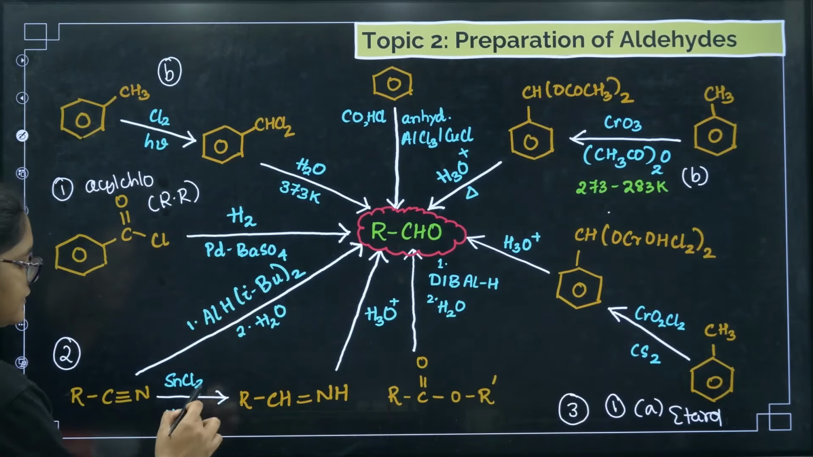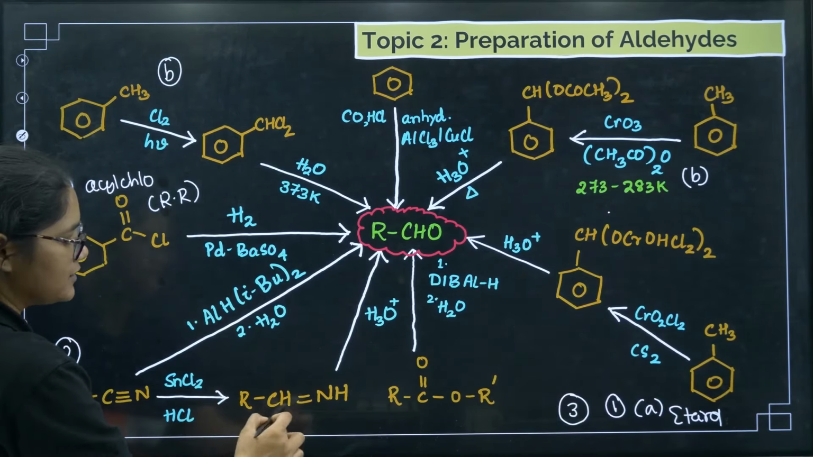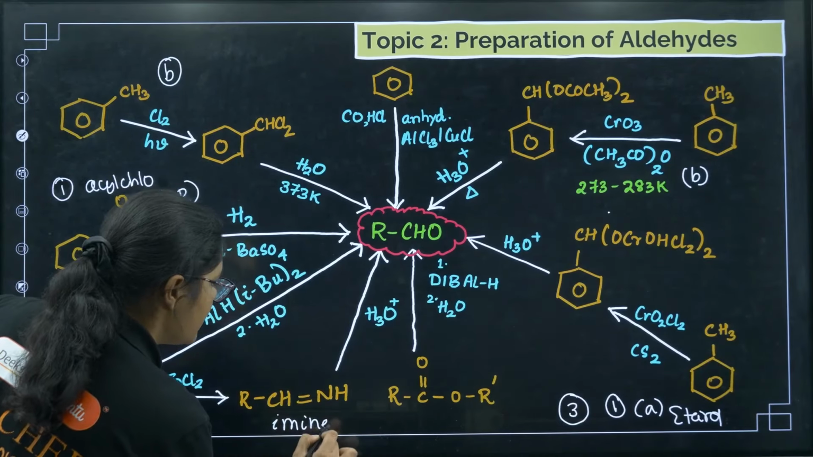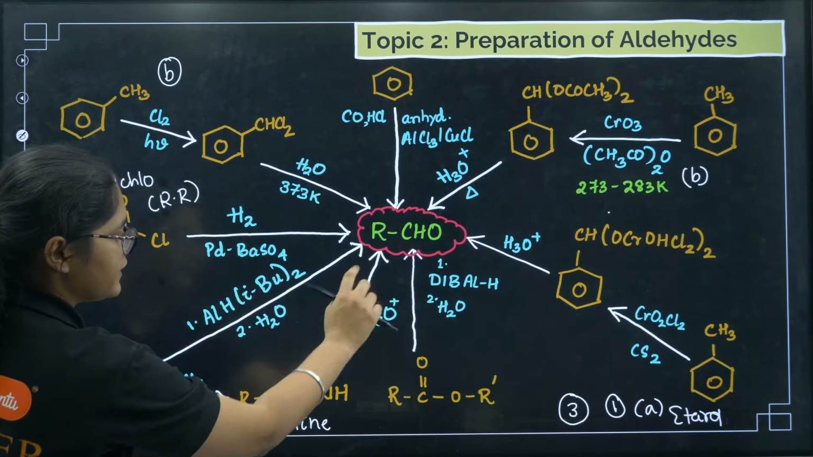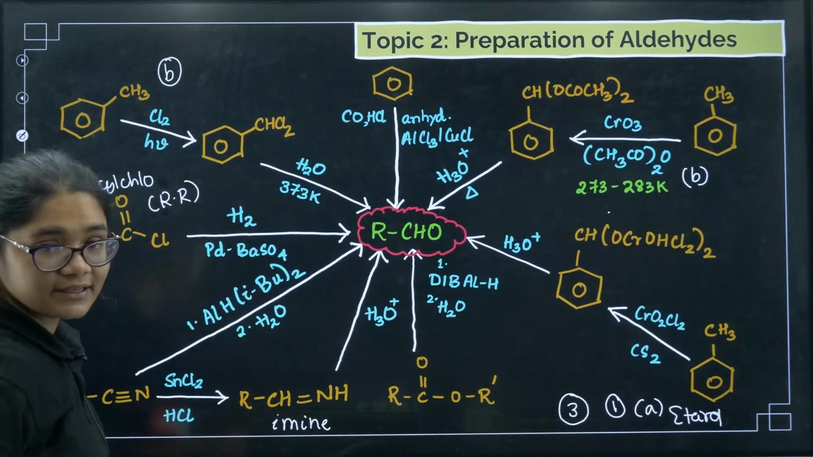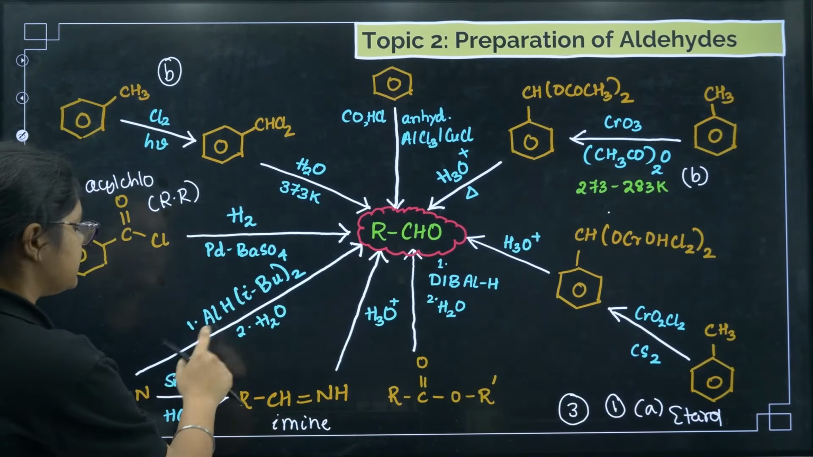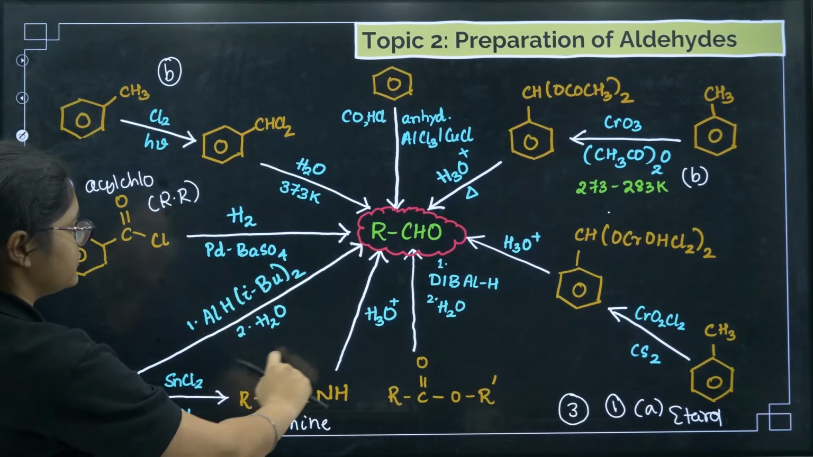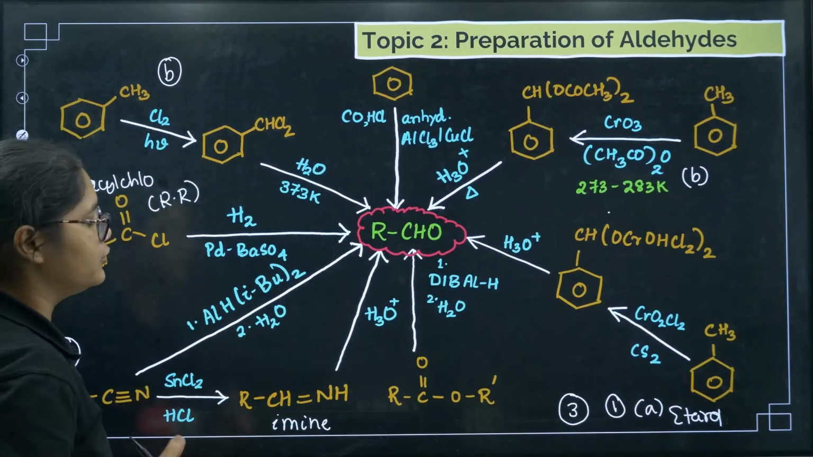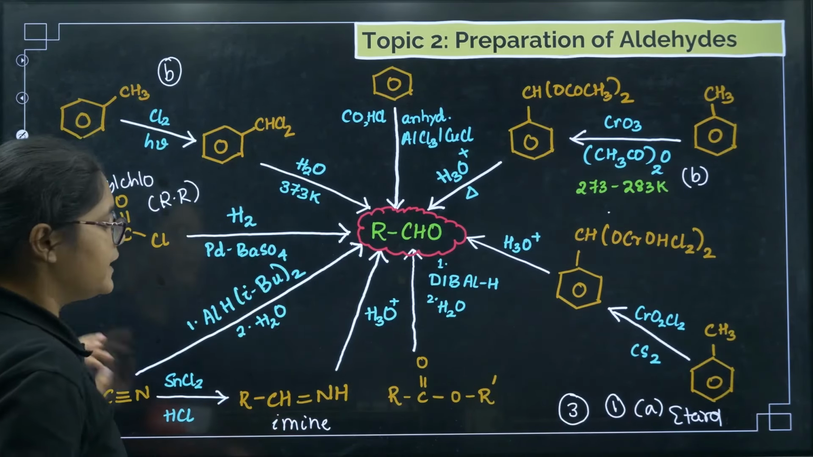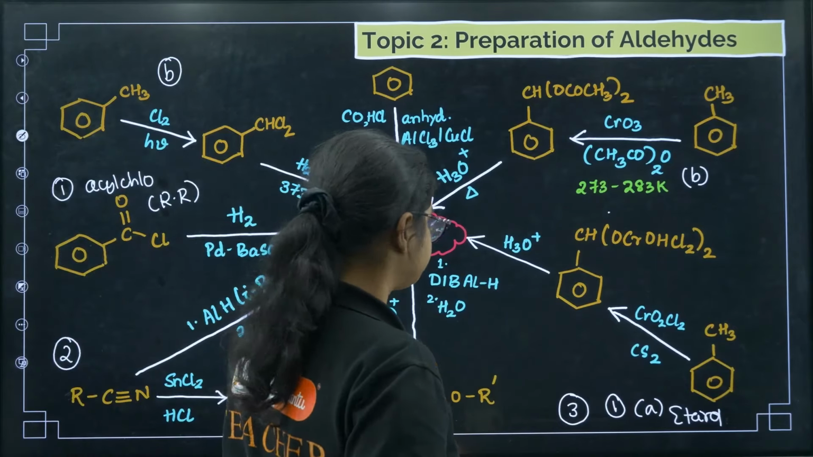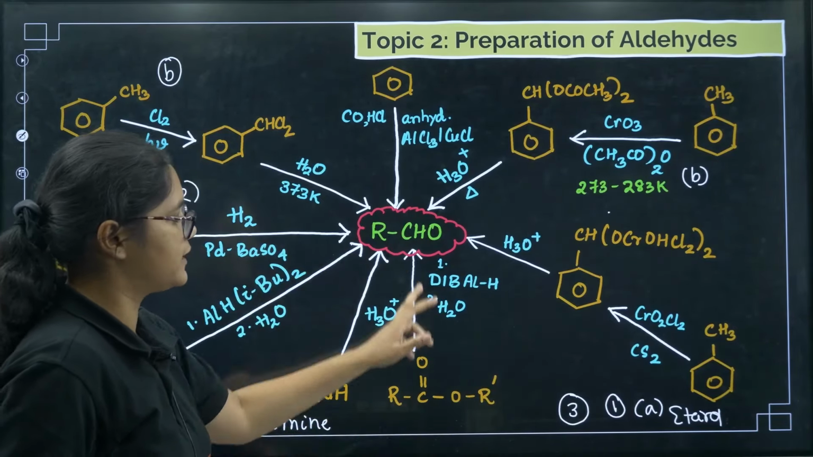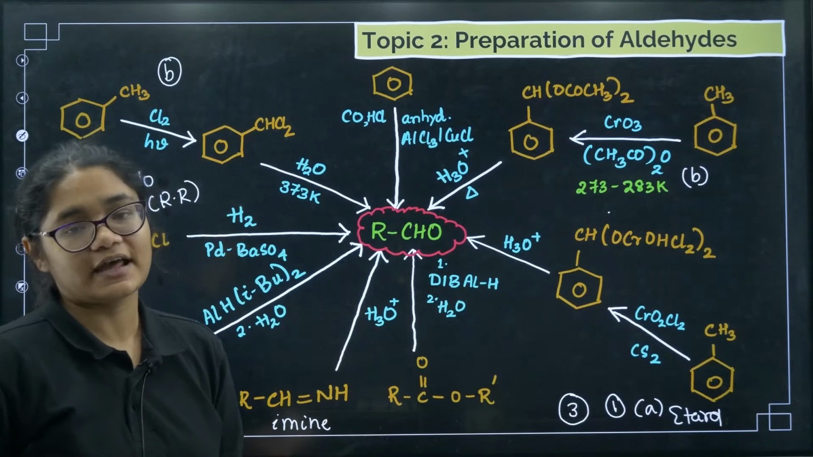If you take SnCl2 and HCl, you will get RCH double bond NH. This is an imine group formed. After that, if you treat it with H3O plus, you will get RCHO, the aldehyde. Next, you can directly convert this RCN to RCHO by using diisobutyl aluminium hydride. Another is from esters. Using esters also, we can directly convert them by using DIBAL-H.